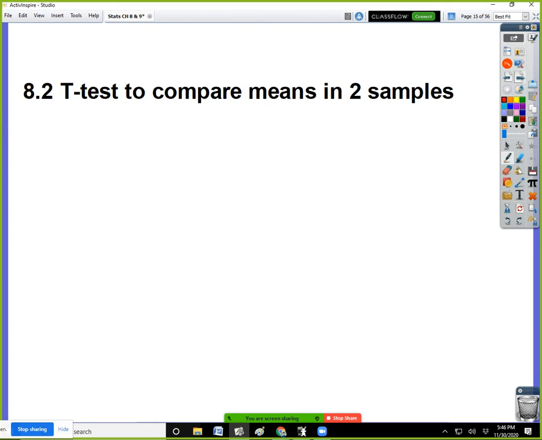So we see all of our numbers. So now, 8.2. Let's do a t-test to compare means in two samples. Okay? So we're going to use a t-test.